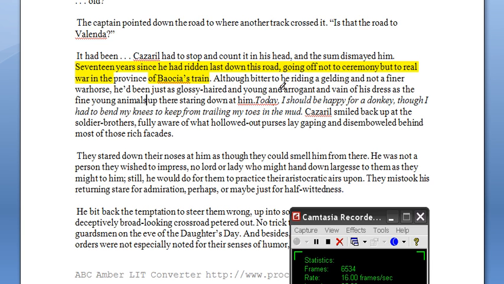And here's an example. Although bitter, and Dean Koontz uses although and though a lot, and even uses however kind of often. Although bitter, actually first let's look at it as if it were two different sentences. He was bitter to be riding a gelding and not a finer warhorse. Period. He'd been just as glossy-haired and young and arrogant and vain in his dress as the fine young animals up there staring down at him.